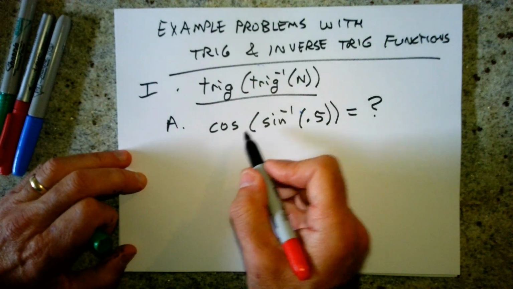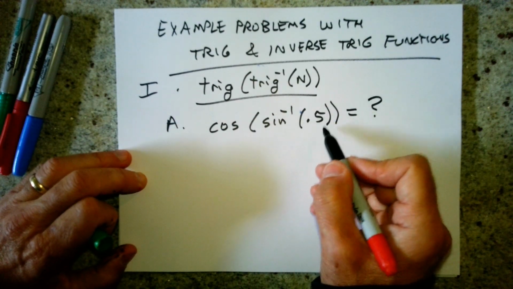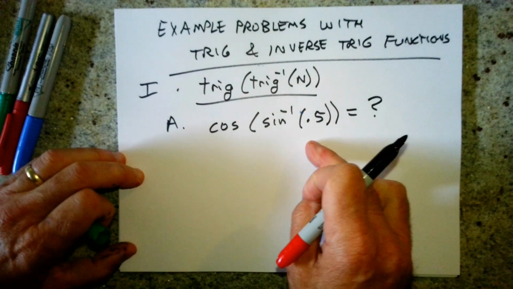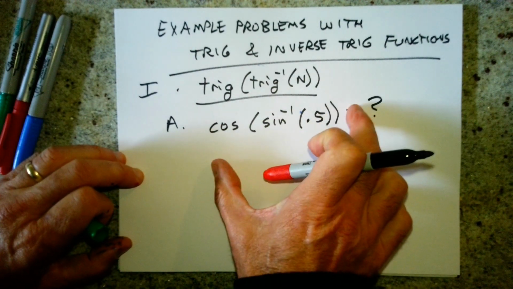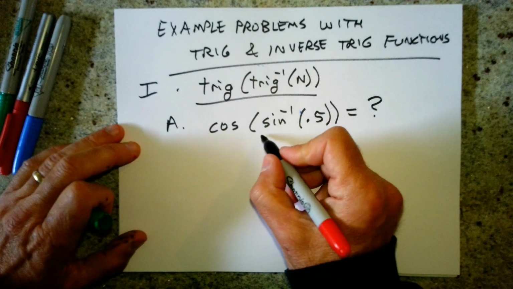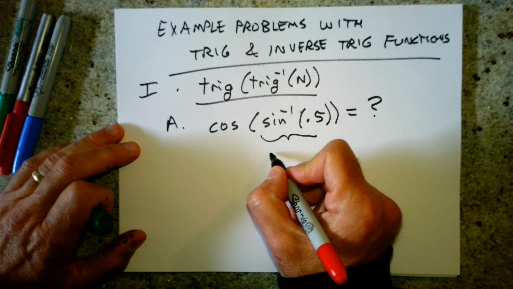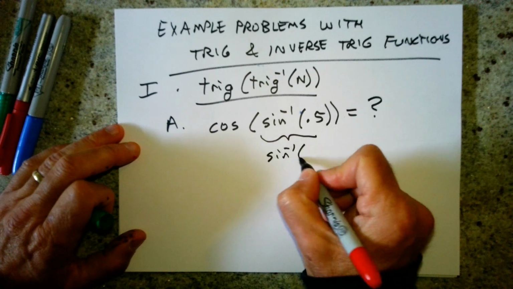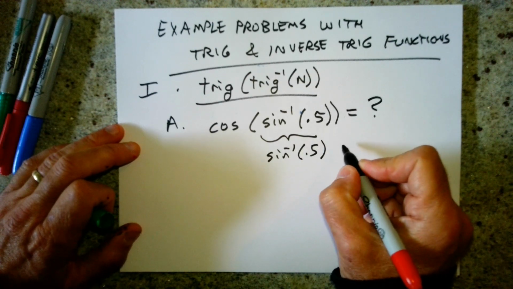Cosine of the inverse sine of 0.5. Now, you don't do math left to right. You do it inside out. So you do it from the inside out. First we need to figure out the inverse sine of 0.5. Inverse sine of 0.5. Okay?